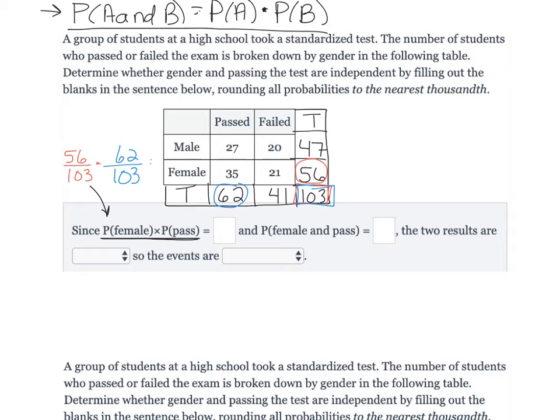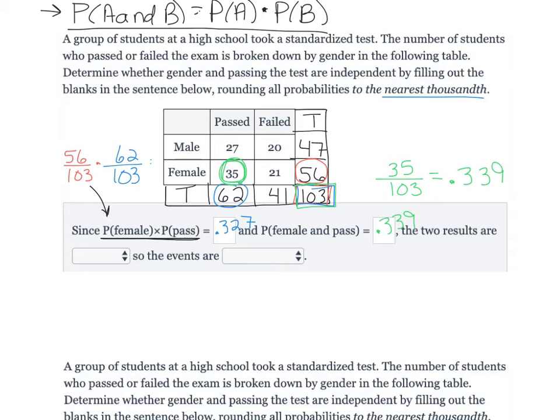So we're going to type that in to get the actual decimal, and we're going to the nearest thousandth, and that fraction is equal to 0.327. Now the other thing we need to compare it with, the probability of A and B, or both of them being true, is here. So female and passing, that number is 35, and that's also out of the total of 103. And that gives me an answer of 0.339. So these answers are pretty close together.